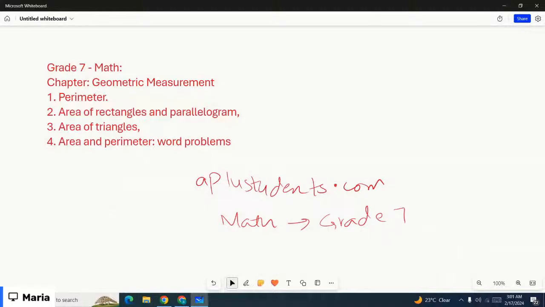We're going to start with the chapter geometric measurement, and the lessons we're going to cover today are perimeter, area of rectangles and parallelograms, area of triangles, and area and perimeter word problems, right? So please make sure before the next session you have your notebook and pencil so that you can note down the important examples and definitions as well. So let's just start with the lesson.